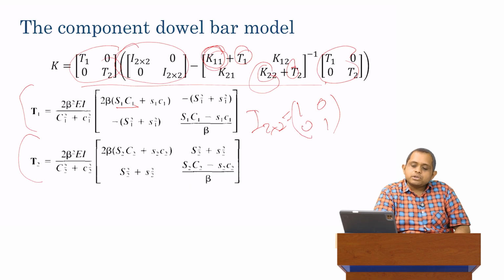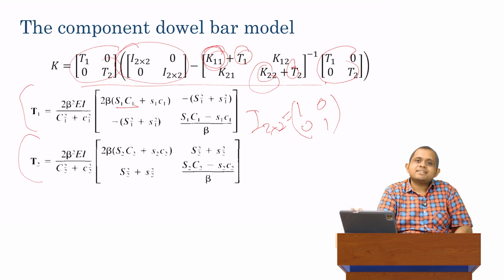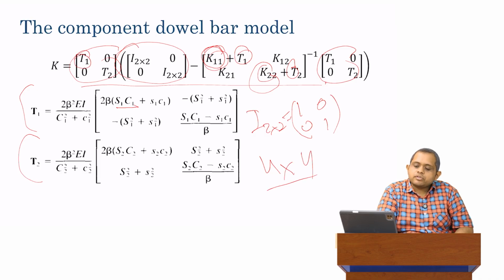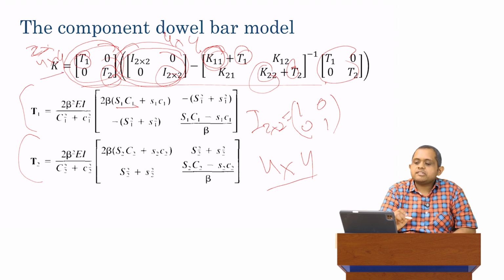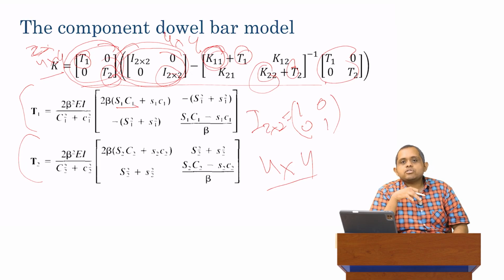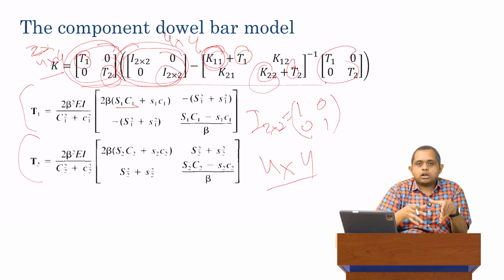All of those are coming together in this one single stiffness matrix, which is of size 4 by 4. How do you know it's of size 4 by 4? Because T1 is of size 2 by 2, T2 is of size 2 by 2. So this overall matrix is of size 4 by 4. And similarly, I 2 by 2 is 2 by 2 and I 2 by 2 is 2 by 2. So this whole thing is a 4 by 4 identity matrix. 4 by 4 into 4 by 4 matrix gives you a 4 by 4 matrix. So this stiffness matrix is the stiffness matrix of the component dowel bar model.